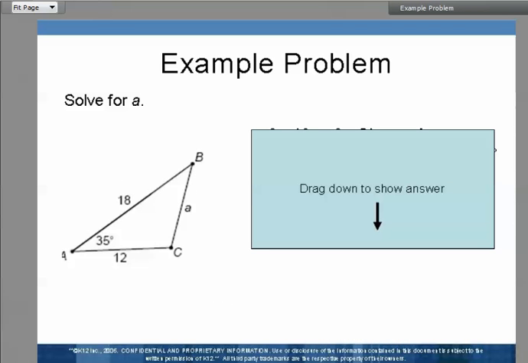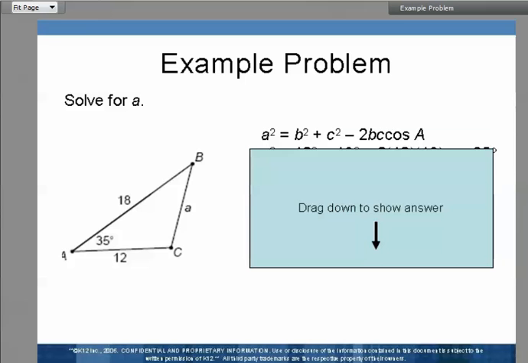Let's look at one here. In this one, we're trying to find A, that side over there that we don't know. So what am I going to say? I'm going to say that A squared is equal to 18 squared plus 12 squared minus 2 times 12 times 18 times the cosine of 35. Plugging these into the calculator, those are all numbers, aren't they?